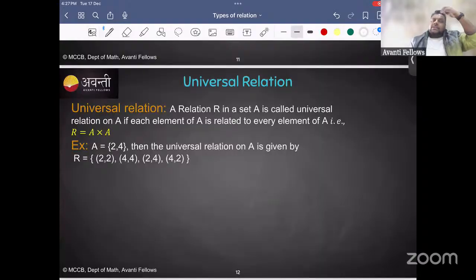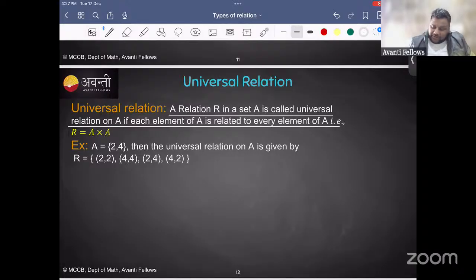Universal relation is complete A cross A. Every element should be related to every other element possible. A relation R in set A is called universal relation on A if each element of A is related to every element of A. Like R is directly A cross A. If we have a relation on set A, that means complete A cross A is the universal relation. For example, if set A is {2, 4}, then the universal relation on A will be given by (2, 2), (2, 4), (4, 2), (4, 4). Every element is related to every other element.